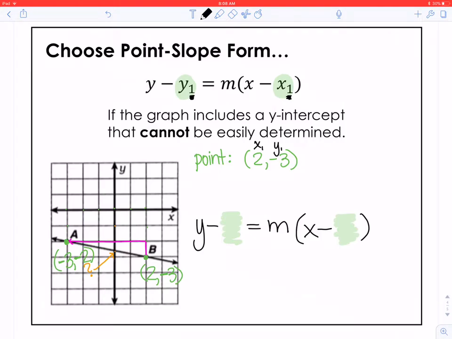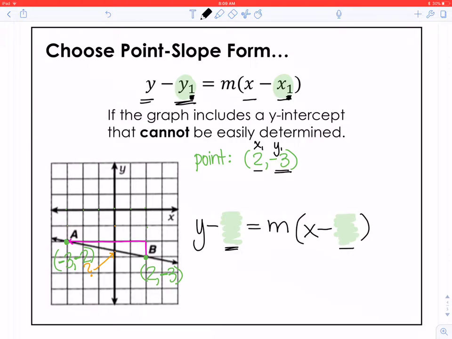Now, notice x goes with x and y goes with y. So if you're writing it from left to right, it's backwards than your ordered pair, because your ordered pair is x, then y. But in your equation, it's y with y, x with x. So be very careful about that. You need to watch that.